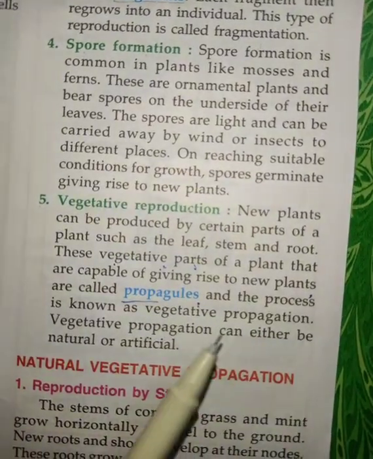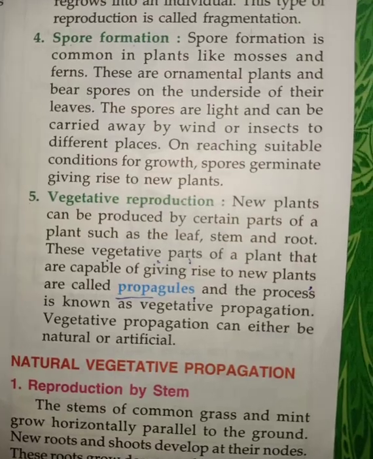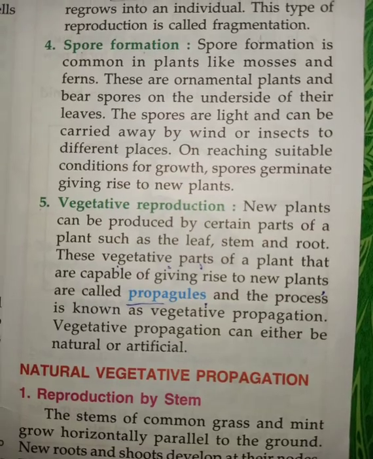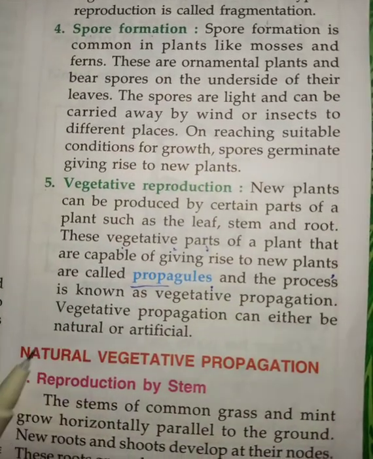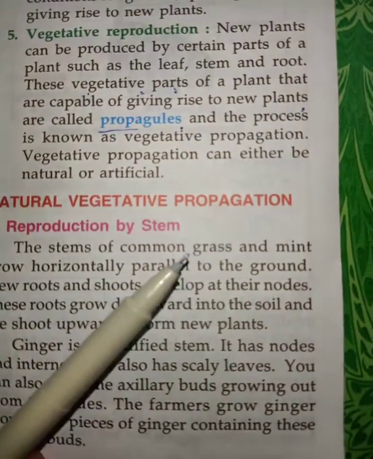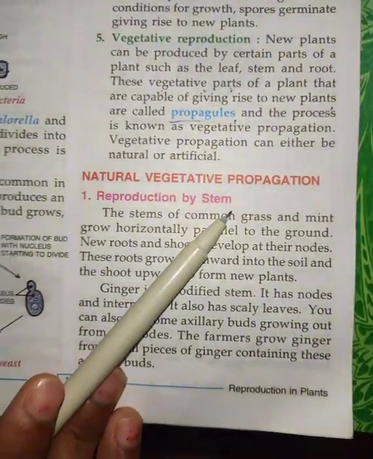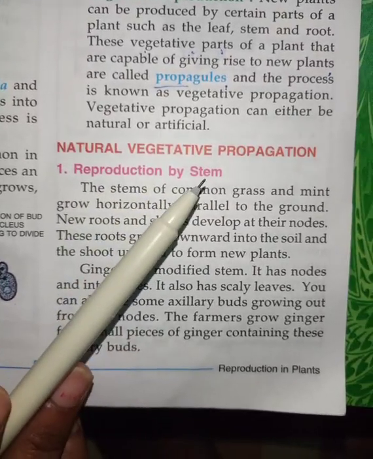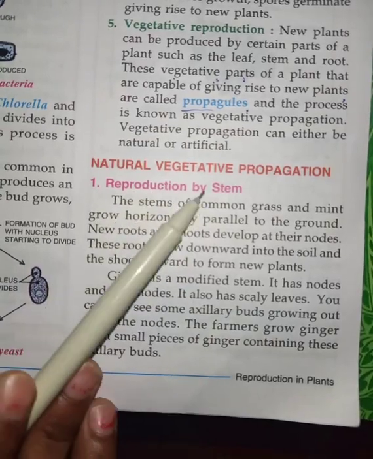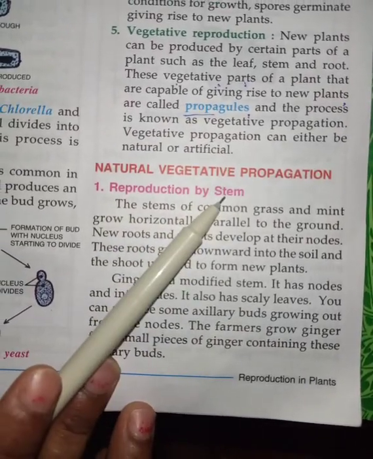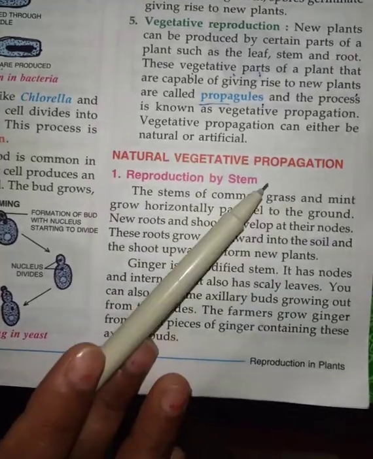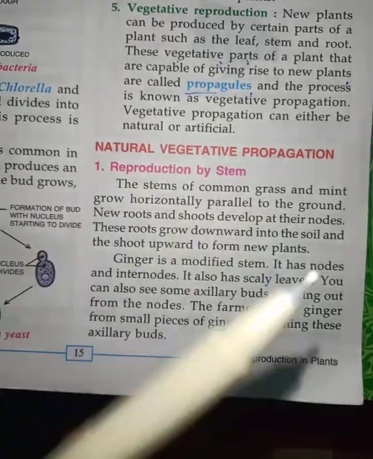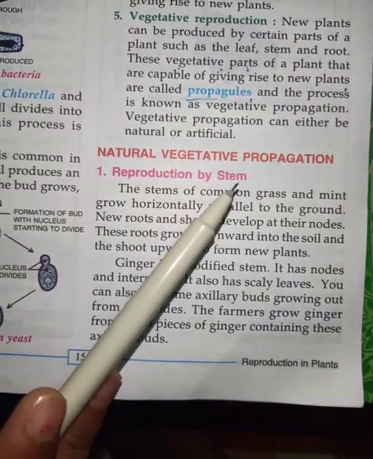So when these propagules are able to form a new plant, that is called vegetative propagation. Now this is again of two types. One is the natural vegetative propagation. First is reproduction by stem, meaning the propagation by stem. So in propagation by stem, the stem is involved. As I told you, propagules means the parts of the plant which are able to produce a new plant. So here is the example of stem.